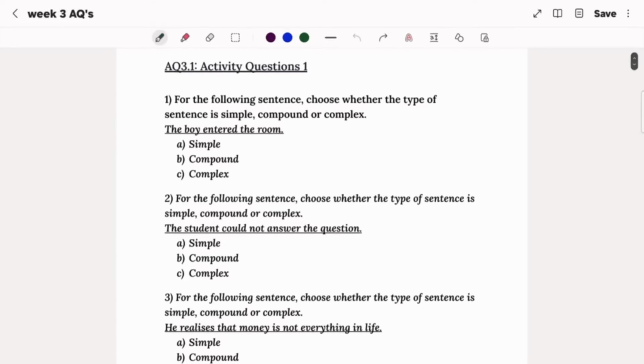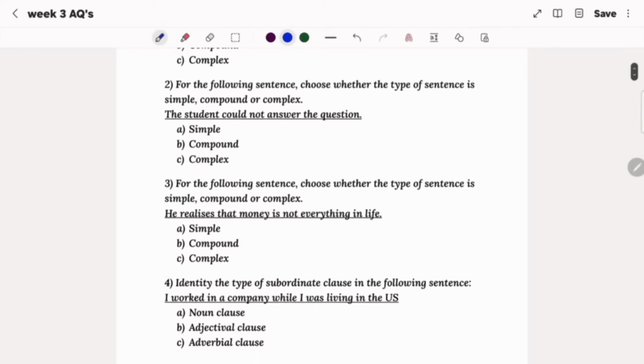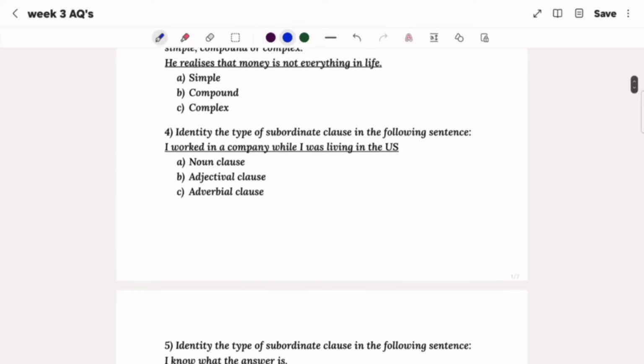So let's begin. For the following sentence, choose whether the type of sentence is simple, compound or complex. The boy entered the room. So it is simple, it has a subject and a predicate, and it has a finite verb, one finite verb. So it's a simple sentence. So it's the same for all the questions.